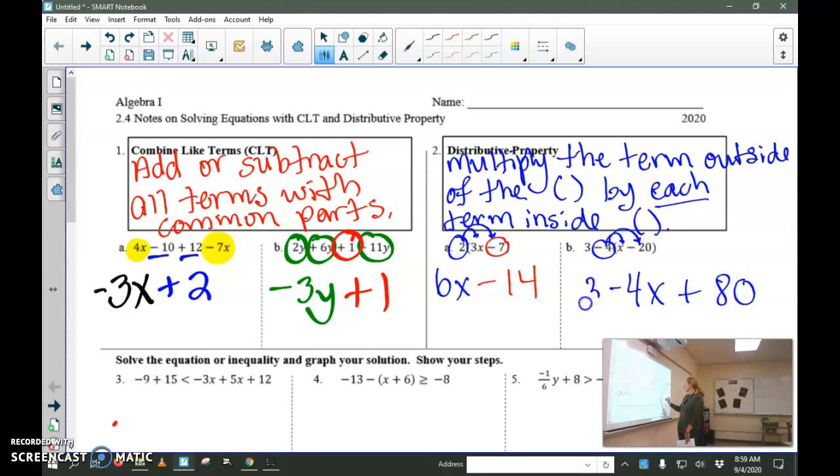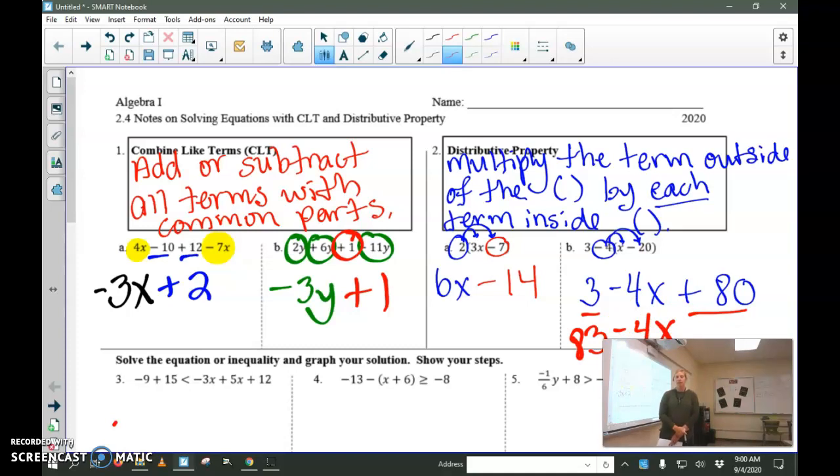And then don't forget that you have to bring down that 3 that is in the original problem. And now I can look to see, do I have any terms that I could combine? Yes, I do. Okay. I have a 3 and a plus 80 that can be combined. So when I combine those, I get 83. And then I'm just going to rewrite my minus 4x.